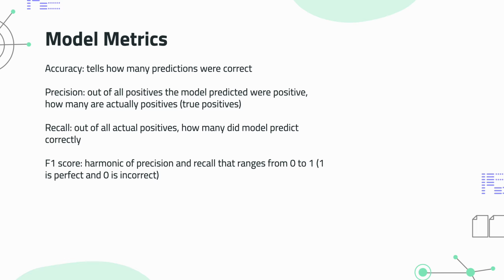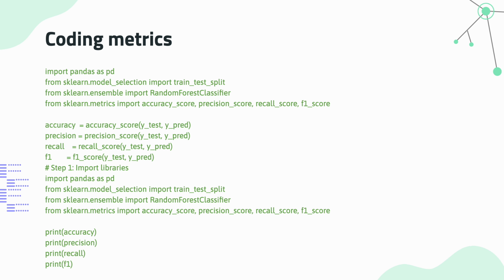So these metrics work together to tell you how well your model is doing. Accuracy is what we mostly rely on, but recall and precision are also very helpful in seeing behind your accuracy how well you're actually doing from model to model.